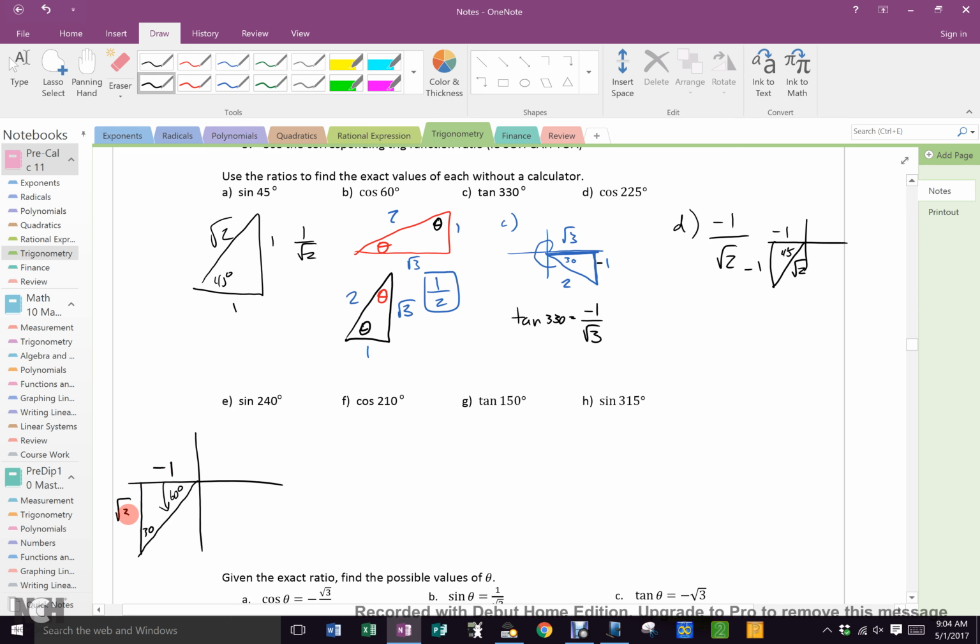How long is this one? √3. What kind of √3? Why? Because I went down into the y-axis. How long is this one? 2. Why? It's the hypotenuse, and the hypotenuse is always what? Why? Why is the hypotenuse always positive? You're on the right track, Kelvin.